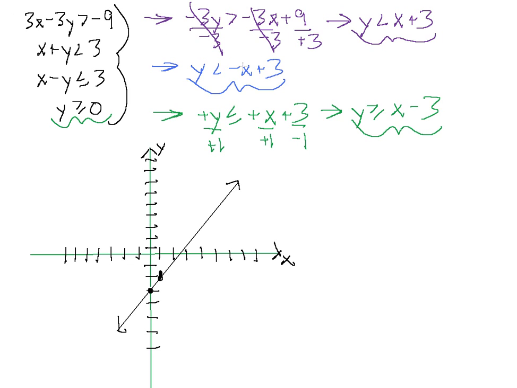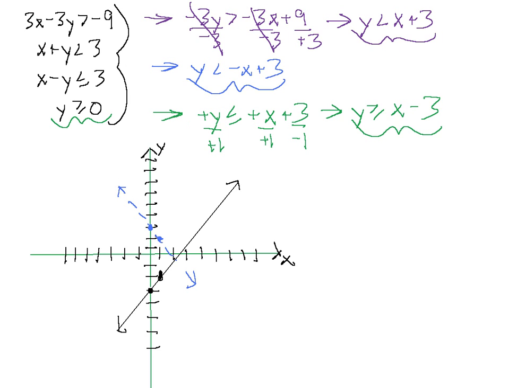Let's go ahead and graph this one. If we plug in 0 for x, we have y equals a positive 3, so it's going to cross the y-axis here. It has a slope of negative 1, so it's going to drop down 1 and go over 1. And this is going to exclude all the points on this line, so it's going to be a dashed line. It's just less than.